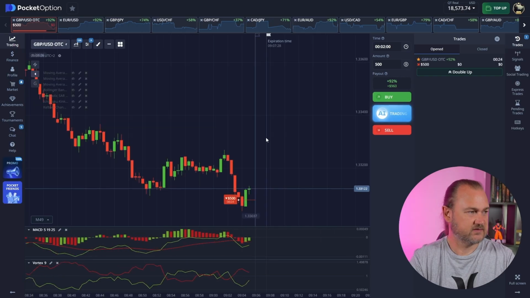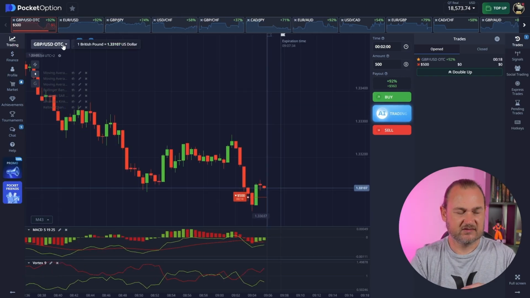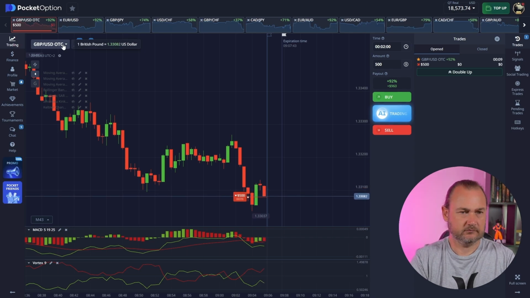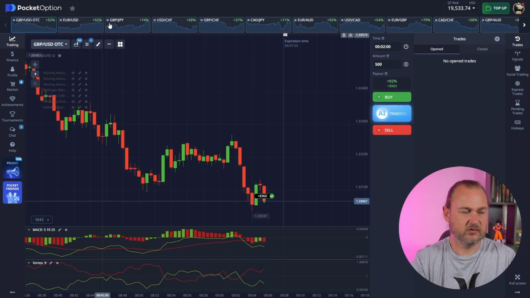So we got back to this. Might as well stay here for a while. It's got less than 20 seconds left for the expiry timer to run out. Let's see what happens. There we go. We want to see some more red before the close. There we go. Good trade.